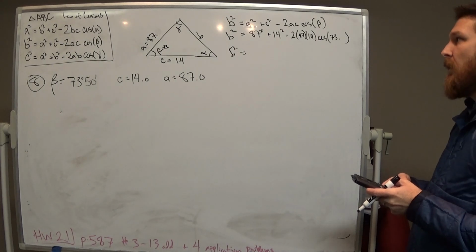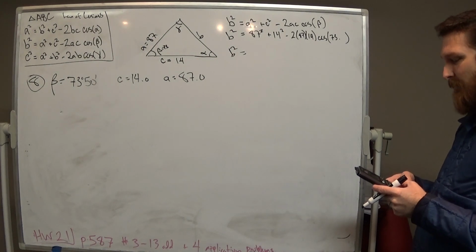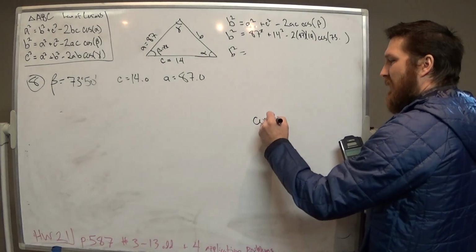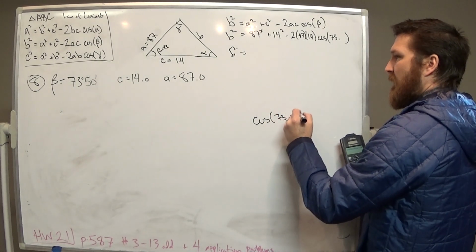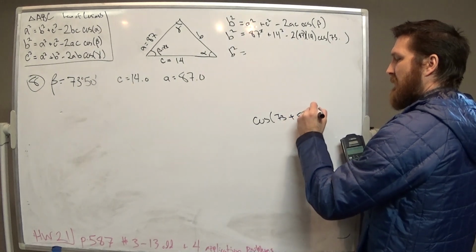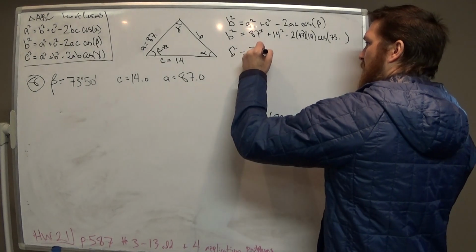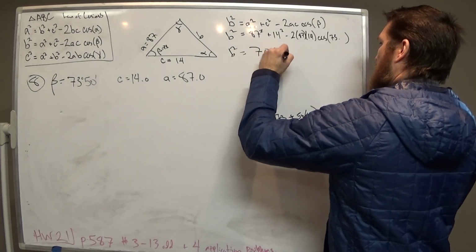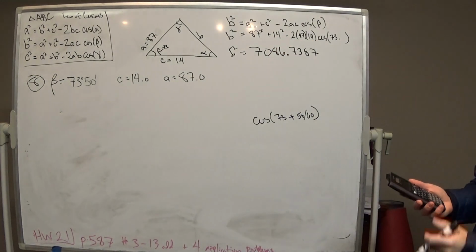Oh, I didn't do the conversion. Well, I'll just do this all at once. It's 73 and a bunch of 3s. So what I'm plugging into my calculator is cosine of 73 plus 50 divided by 60, end parentheses. That's what I'm putting in. So 73 plus 50 divided by 60. I could have done 5 divided by 6. Altogether, I get 7086.7387. Just like that.